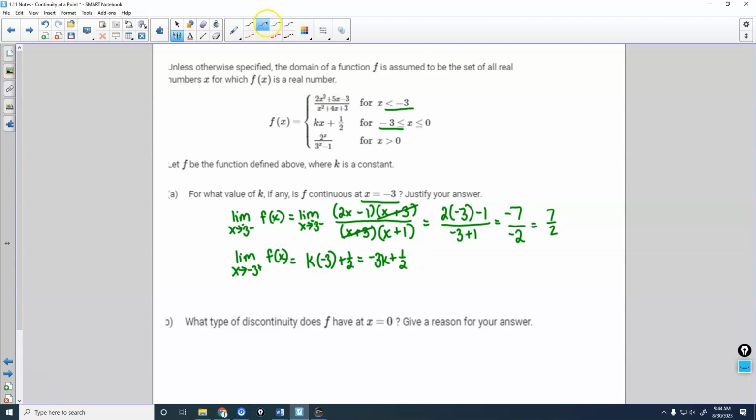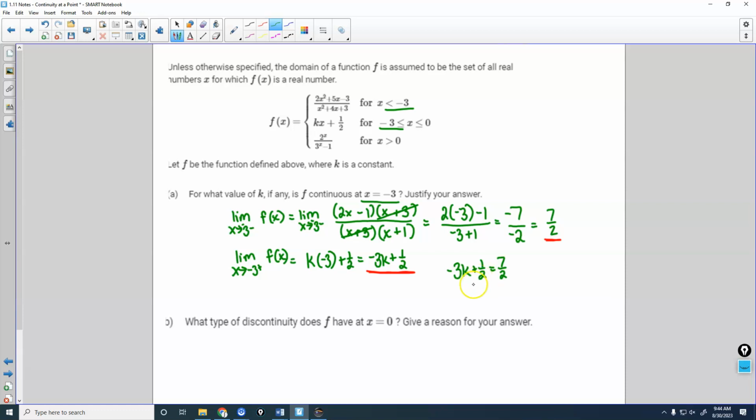So right here is my limit from the right, here is my limit from the left. For f to be continuous at negative 3, what has to be true? Those two must be equal to each other. So at this point, I can do negative 3k plus 1/2 equals 7 halves. This is just a two-step equation.